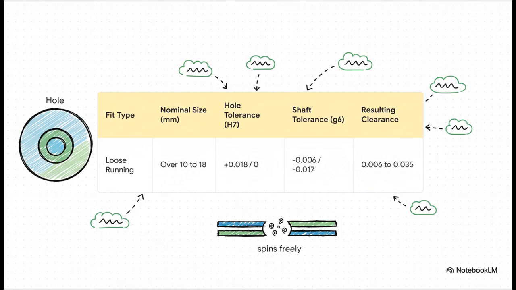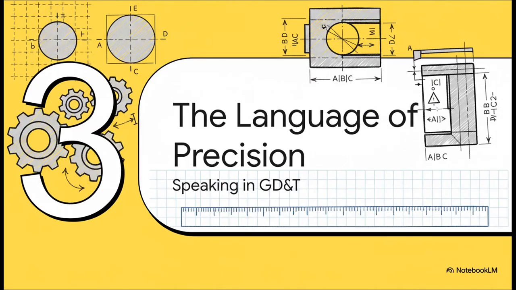That's the magic. But just controlling size isn't enough. What about the shape or its location?